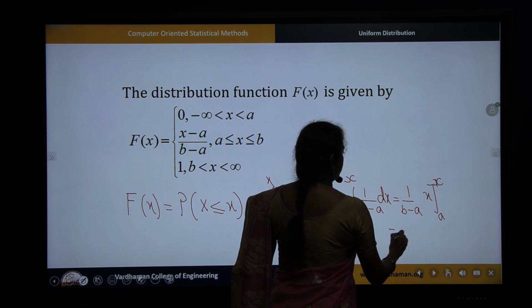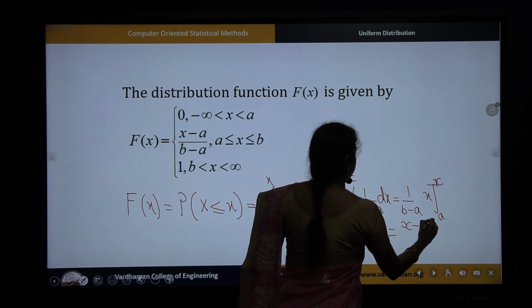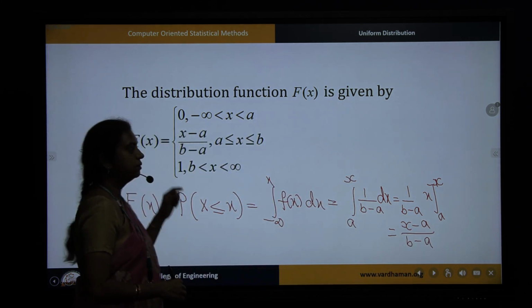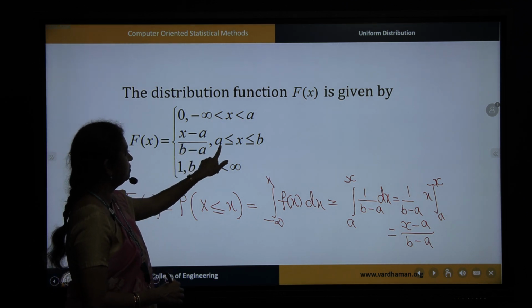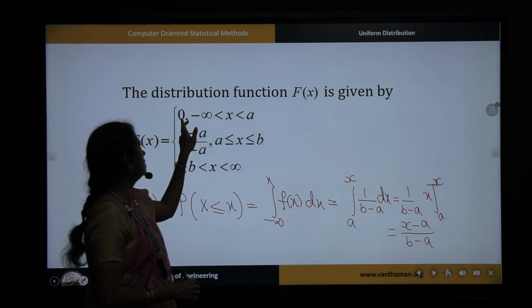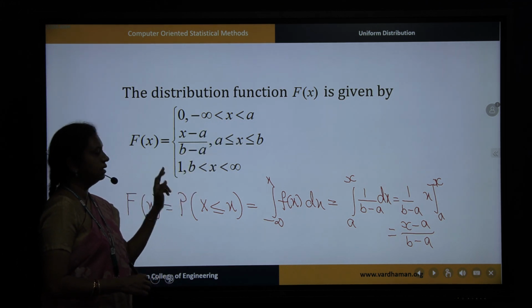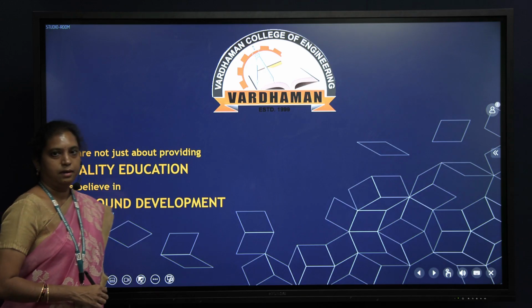So simplifying this, what we will have is x minus a by b minus a. So that is why the cumulative distribution F of x is defined by x minus a by b minus a between limits a and b, and 0 between minus infinity and a, and like discussed earlier, always this will be 1 between b and infinity.